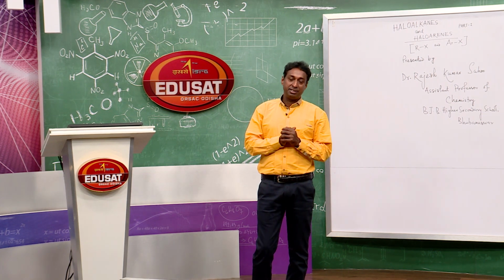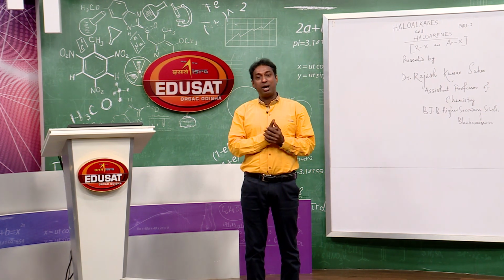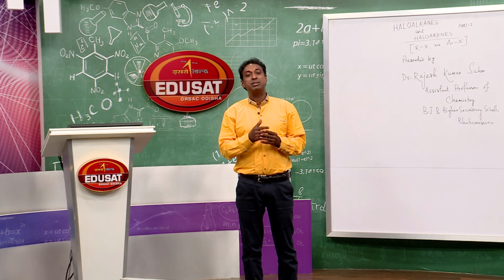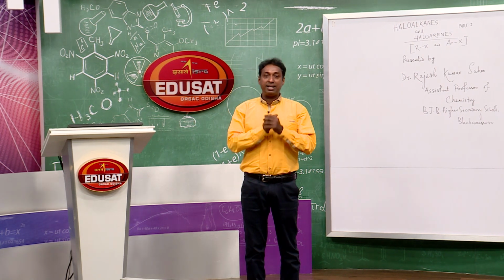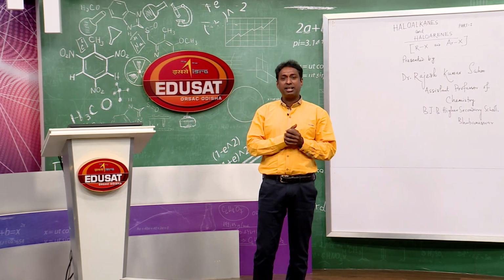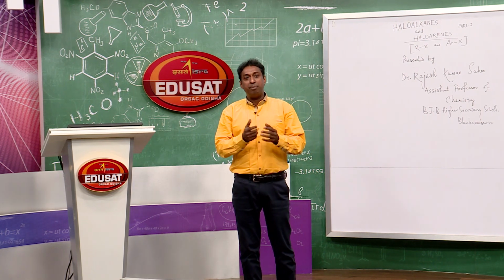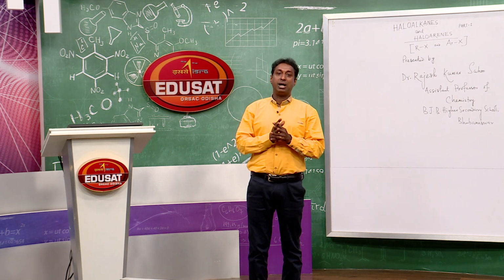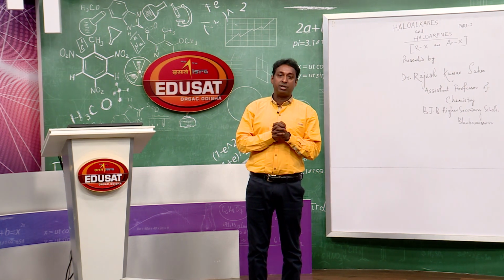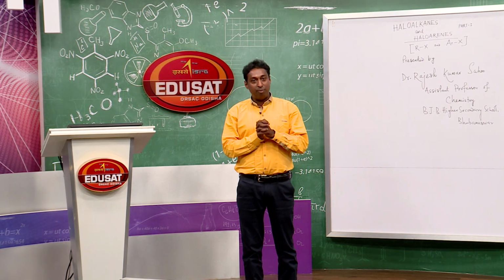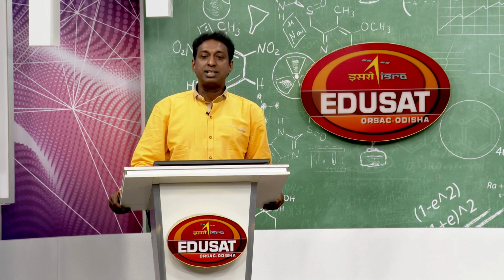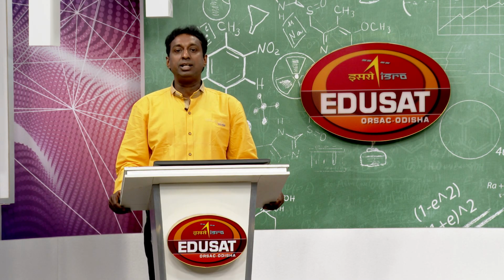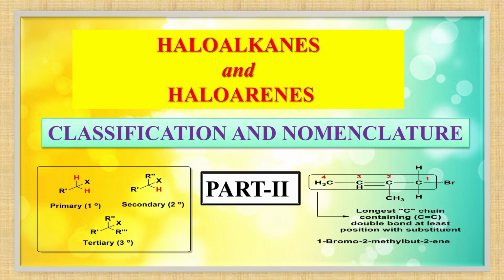Very interesting. How to classify haloalkanes: primary haloalkanes, meaning primary alkyl halide, secondary alkyl halide, tertiary alkyl halide, different allyl halide, benzyl halide, vinyl halide. These different types of haloalkanes are called classification, in the next part of my lecture. We will discuss the classification and nomenclature of haloalkanes and haloarenes, part 2.